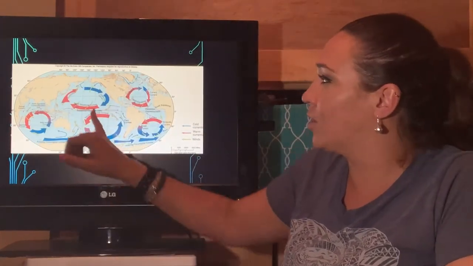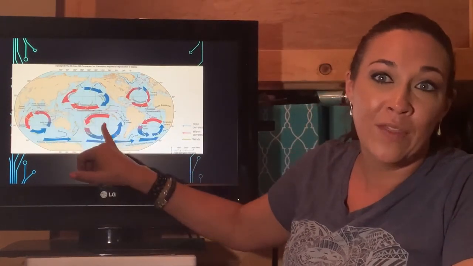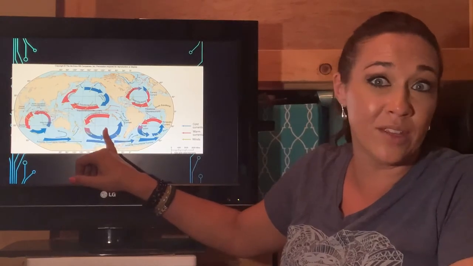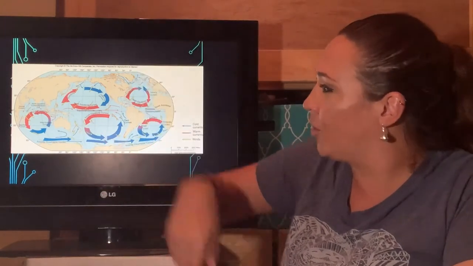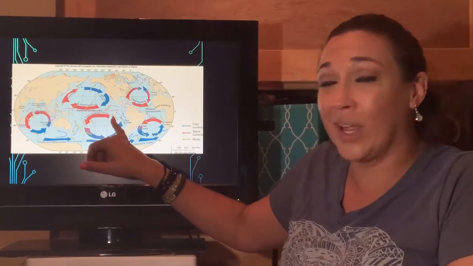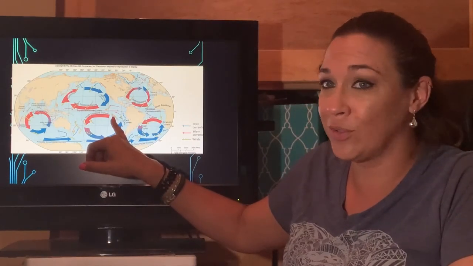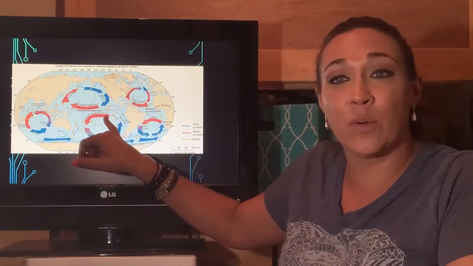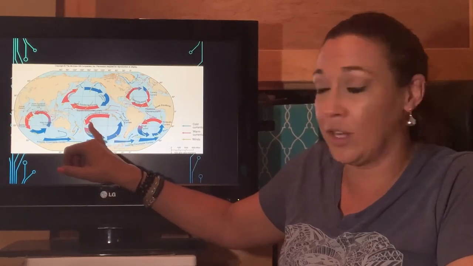This is what's called the North Pacific Gyre. This would be the South Pacific Gyre because it's in the South Pacific. It goes the other way. So now we're going counterclockwise, Coriolis effect, and we have the South Equatorial Current, which is going to be nice and warm because it's right near the equator.